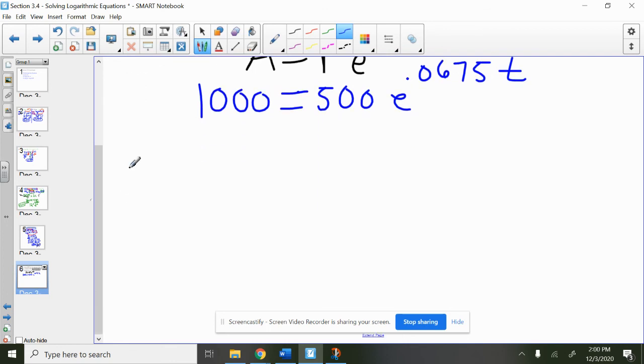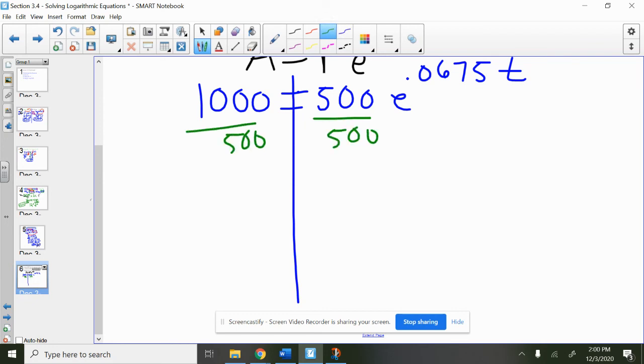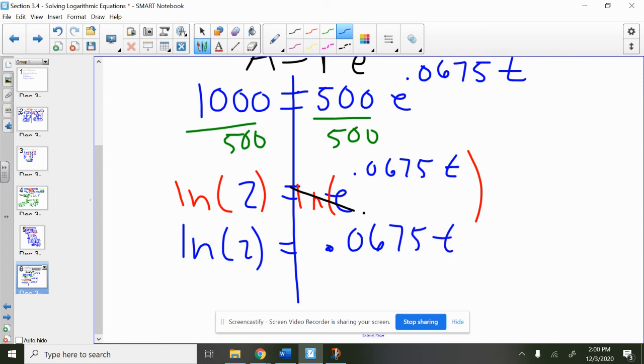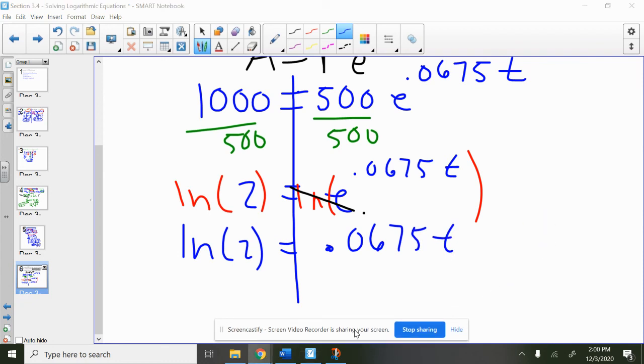Now we're going to go ahead and solve it. So first I've got to get E by itself. So I'm going to have to divide this by 500. Divide this by 500. I'll get 2 equals E to the 0.0675 T. Now, we learned in the last video, if I have an E problem, I'm going to take the natural log of both sides. So I take the natural log of both of these sides. The natural log and E are going to cancel out, which is why I use them. Here, I have natural log of 2, and this just leaves me with 0.0675 T.